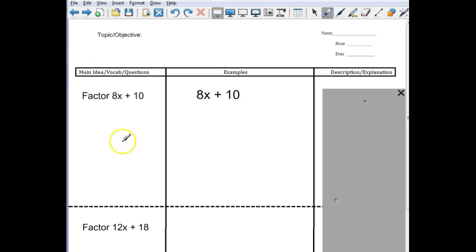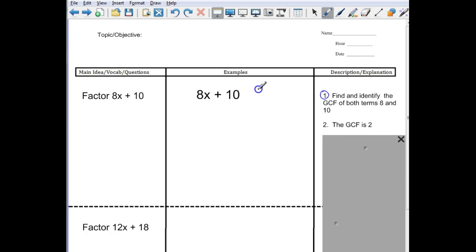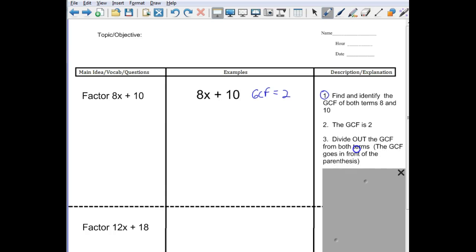So let's look at an example. If I asked you to factor 8x plus 10, these are the steps on the far right that you would do. The first thing you would have to do is identify the greatest common factor of both terms, 8 and 10. And if you figure that out, you'll find that the GCF is 2. So what I expect you to do is to write down what the greatest common factor is before you do anything else. And then the third step is to divide out the greatest common factor from both of the terms, and that looks like this.